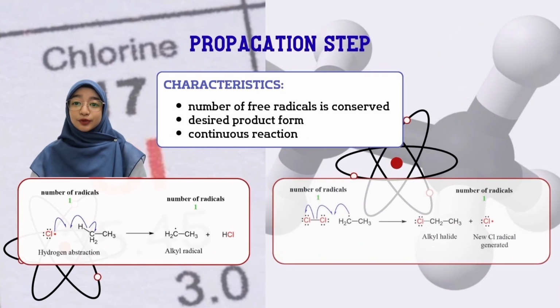The reaction then proceeds to the propagation stage, which is responsible for maintaining the chain reaction. A chlorine radical abstracts a hydrogen atom from an alkane molecule, producing hydrochloric acid and an alkyl radical. The alkyl radical subsequently reacts with a chlorine molecule, forming the desired product, which is an alkyl halide, while generating a new chlorine radical. Throughout this process, the number of free radicals remains constant, allowing the reaction to continue.